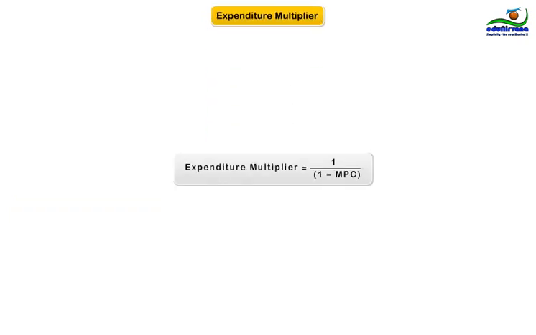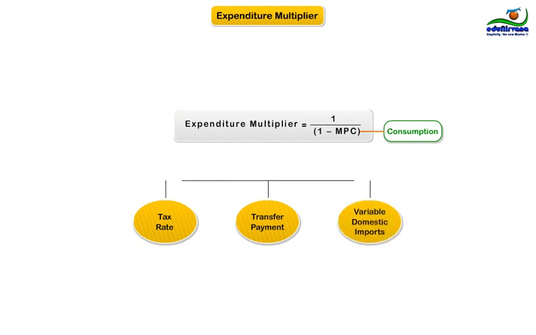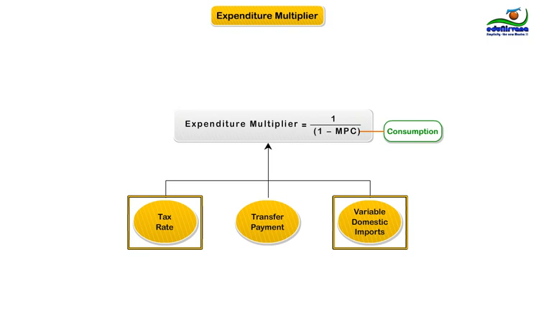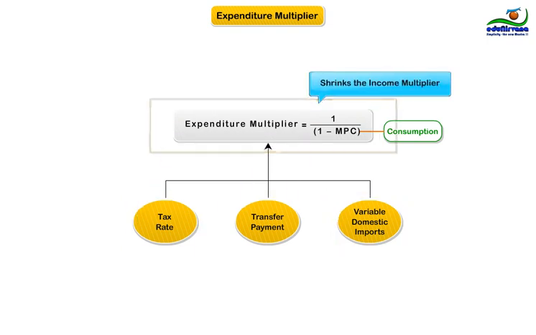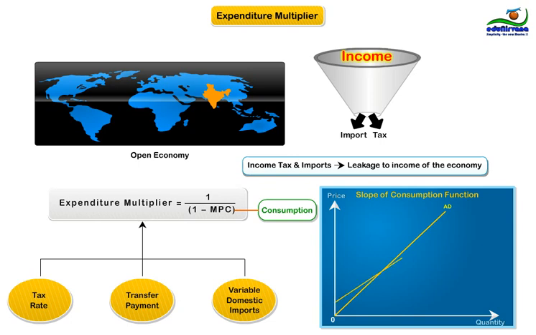Currently, our expenditure multiplier equation, that is 1 divided by (1 - MPC), is only dependent on consumption. Let's now extend our discussion and add an additional dimension to the equation of the expenditure multiplier by adding the tax rate, transfer payments and variable domestic imports as a function of income. Broadly, both income taxes and imports shrink the multiplier since they act as a leakage to the overall income of the economy. Technically, imports and income taxes reduce the slope of the AD curve.